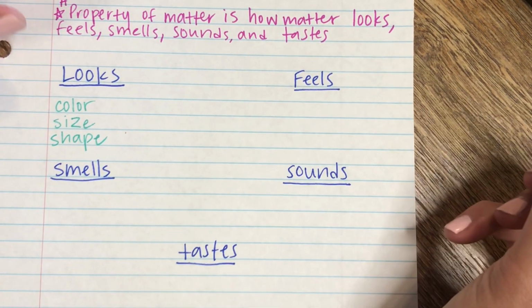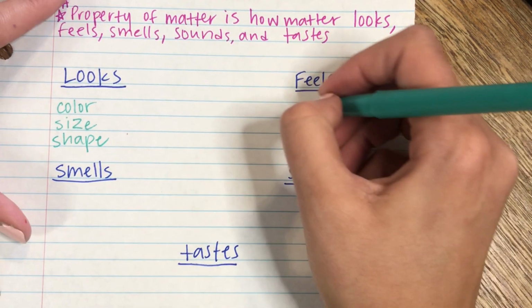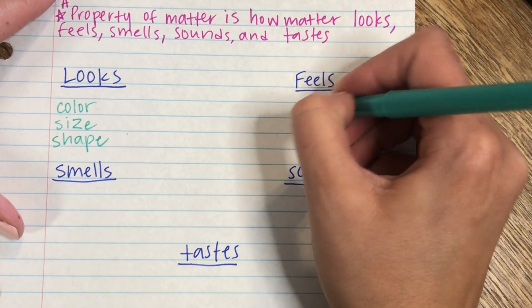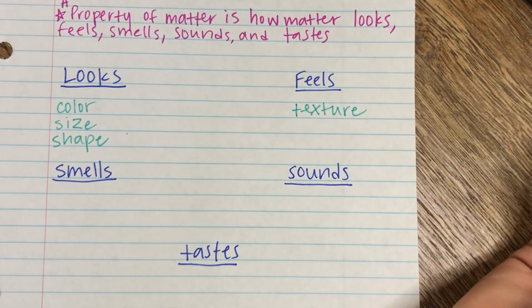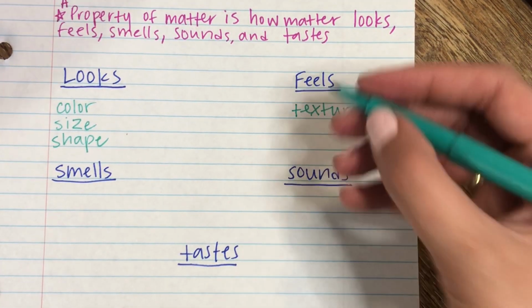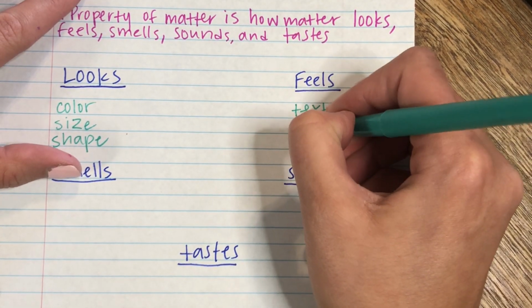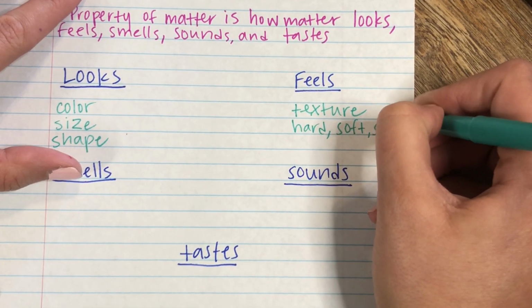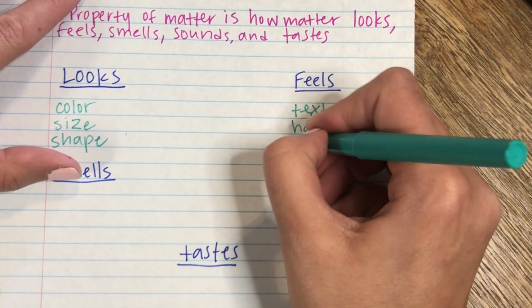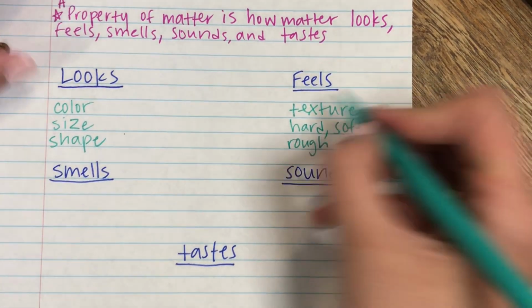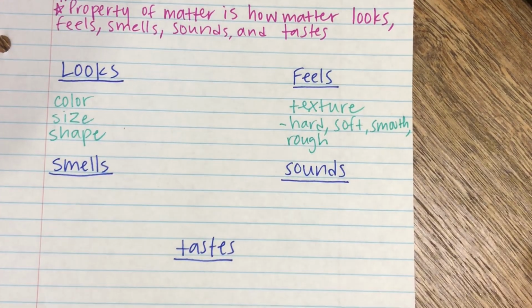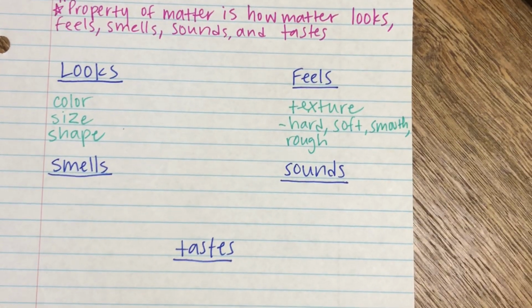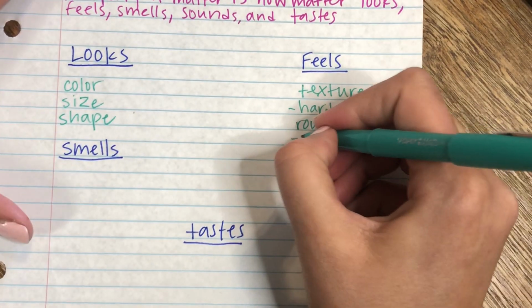So how something feels is we're talking about the texture. Texture, is it hard or soft? Is it smooth or rough? So hard, soft, smooth, rough. All of those are texture words, okay? And that's going to tell me how it feels. I could also talk about the temperature of how it feels.